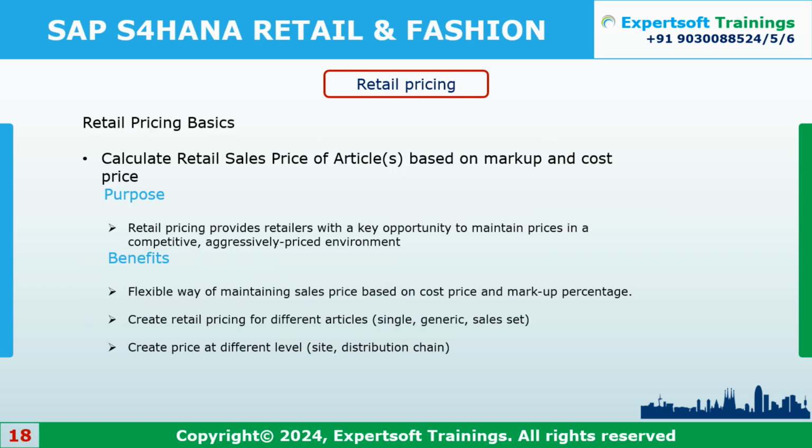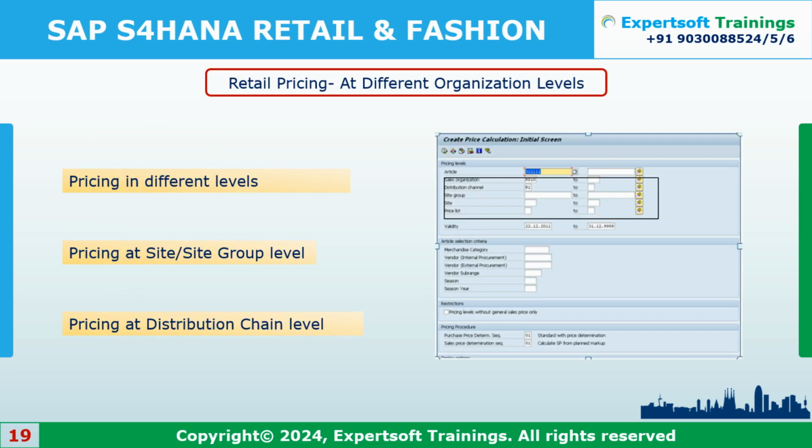Retail pricing, as I was mentioning earlier, is an interactive way of calculating your sales price based on your purchase price and a planned markup. Okay, I will show you in the system in a while. And you can carry out the retail pricing at different org levels. It can be carried out at the site level, meaning at the store level or store group level. It can also be carried out at the distribution chain level.